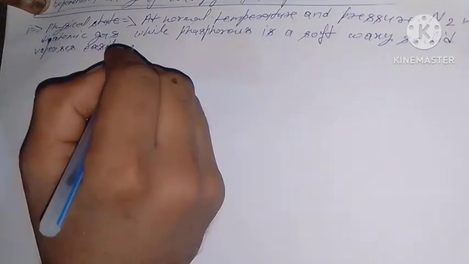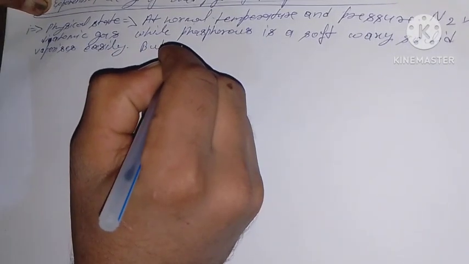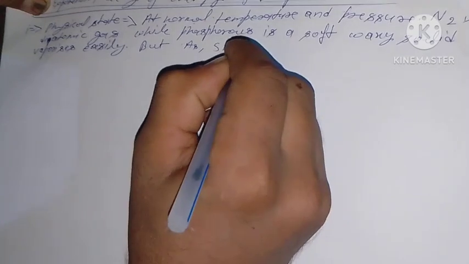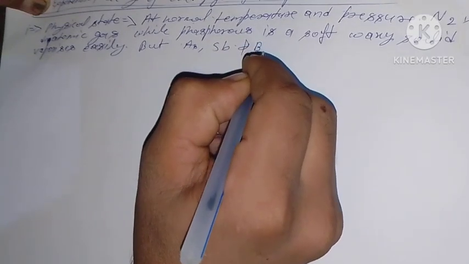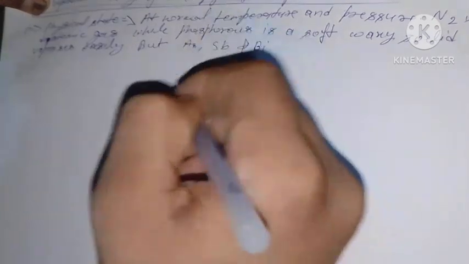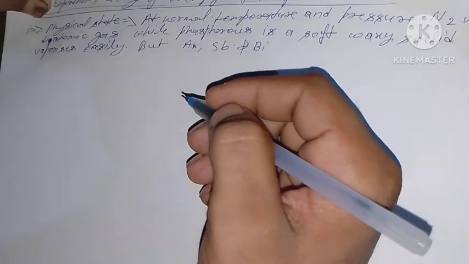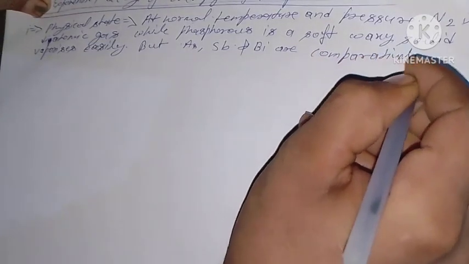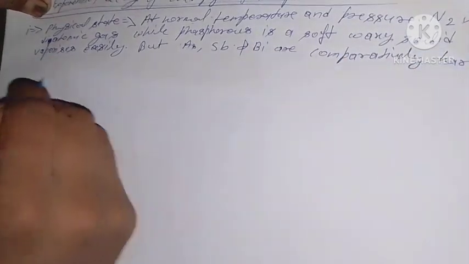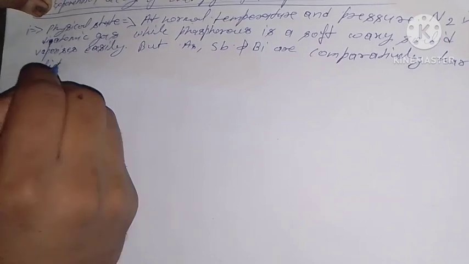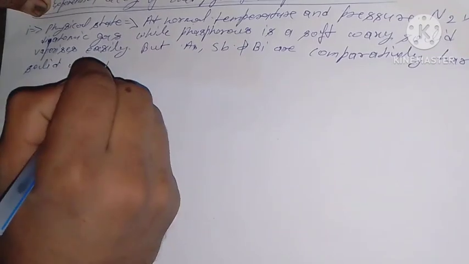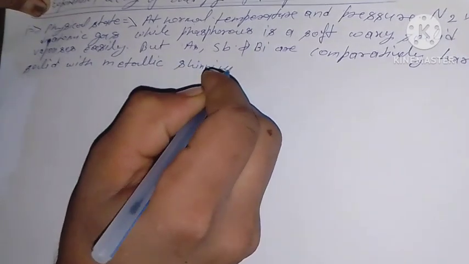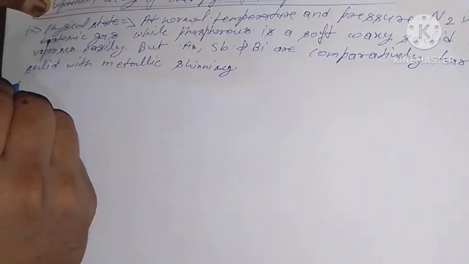But arsenic, antimony, and bismuth are comparatively hard solids with metallic shining.